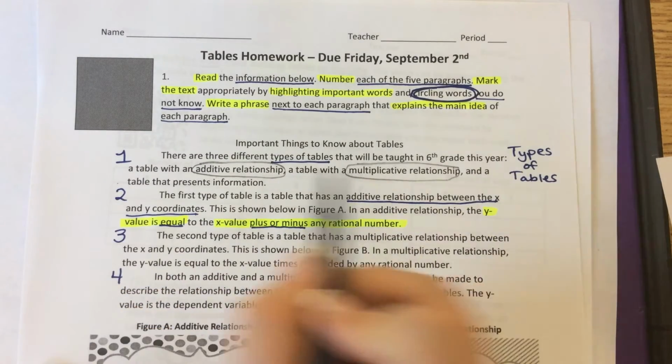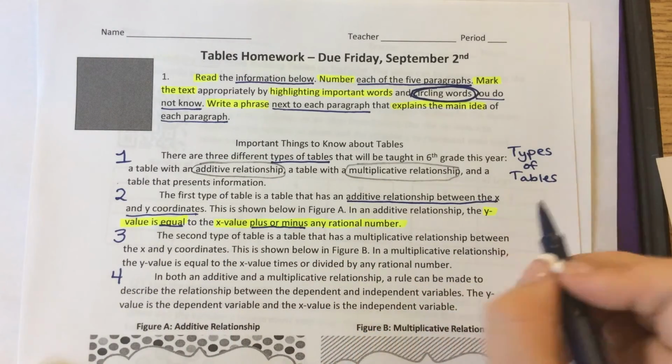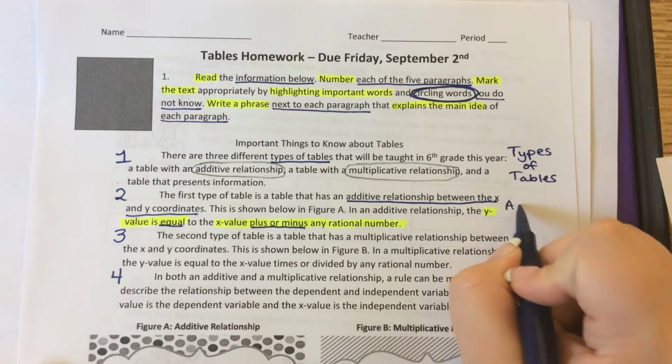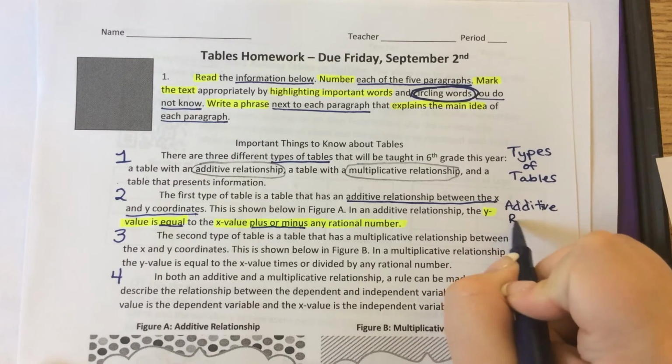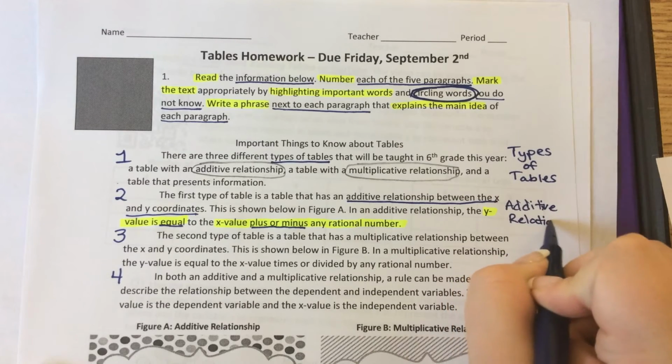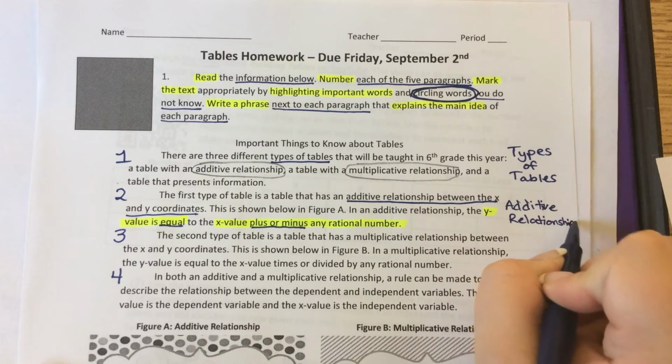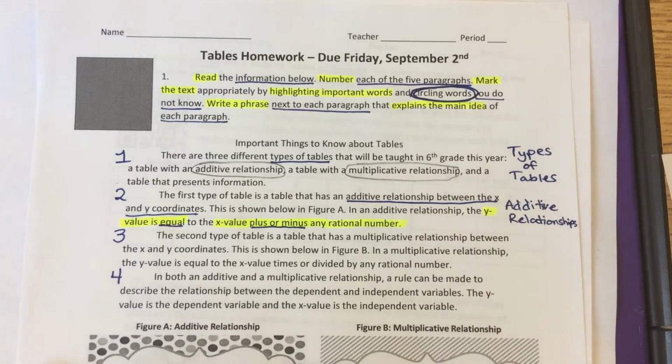Now the main idea of this paragraph, this entire paragraph, was talking about additive relationships. So that's the main idea right there. Super easy. You can do the next 3 paragraphs on your own. Go ahead, complete this part of your homework.